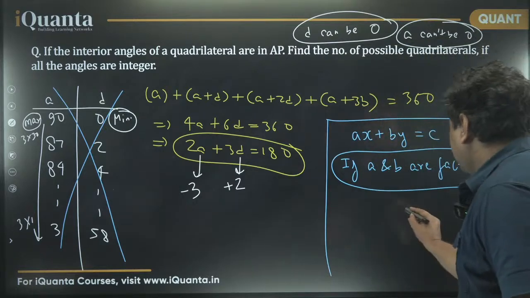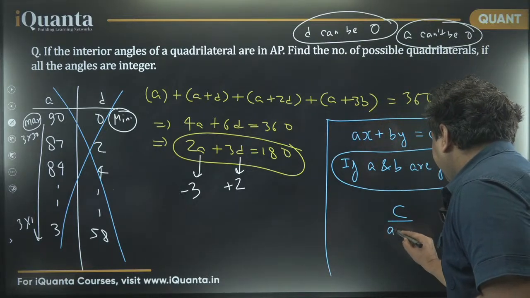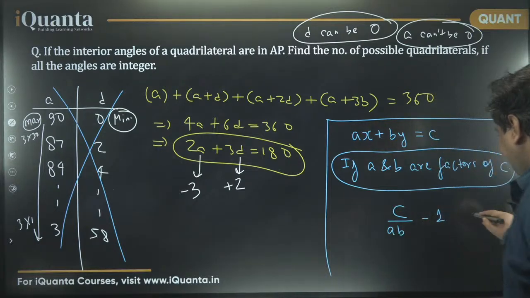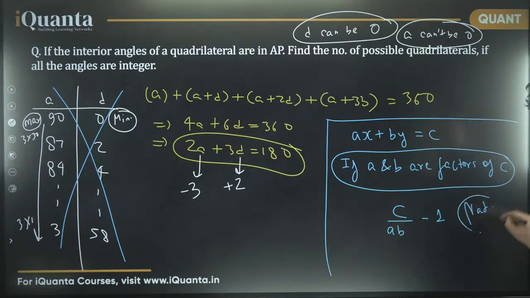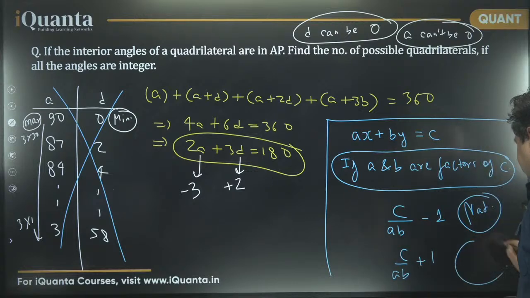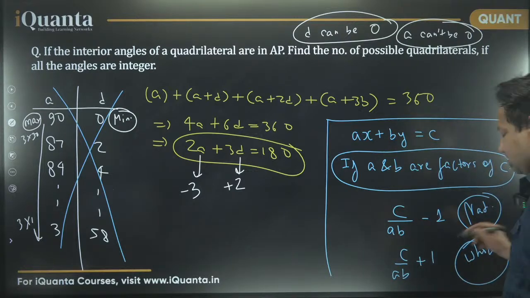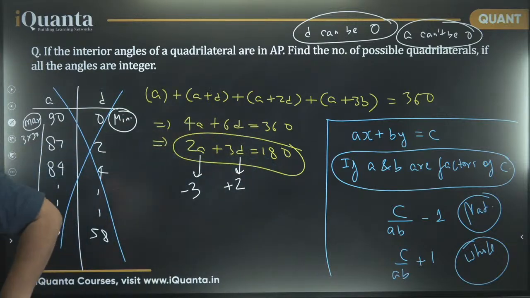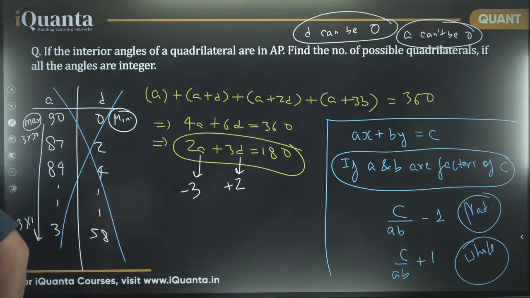So we'll have C upon AB minus 1 if it is natural solutions, and C upon AB plus 1 if it is whole solutions. Note this down. Got it, everyone? Shraddha, ठीक कर लो इसको. We have both minus 1 and plus 1. Plus 1 for whole, minus 1 for natural.